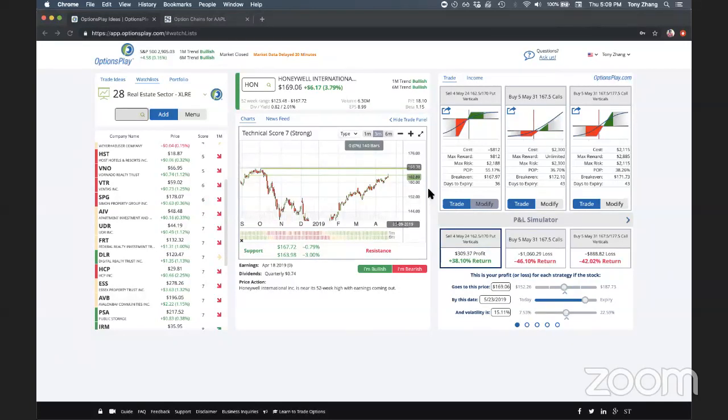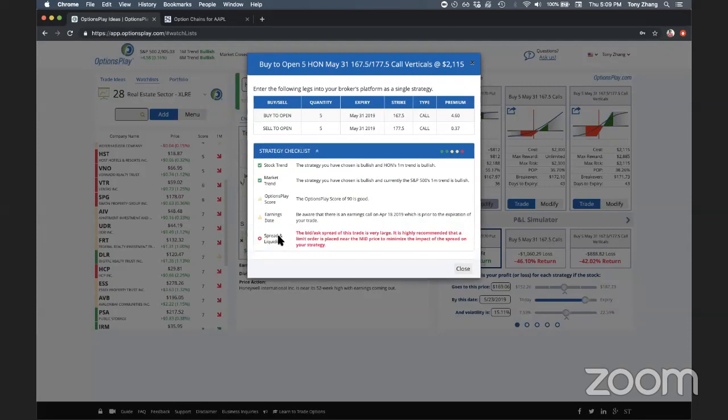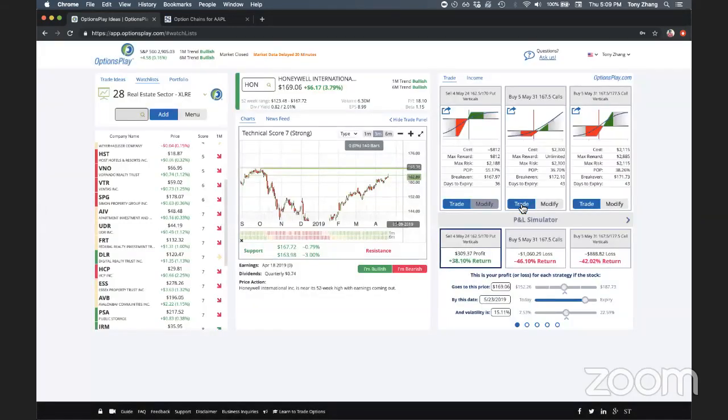So sometimes a much better gauge for liquidity is the spread between the bid and the ask price. So here, $3.06 by $4.23. That's a massive spread. That's why on our spread of liquidity, we're telling you that this is not very liquid. So we use the bid-ask spread, which is usually a much better gauge for liquidity than open interest and volume.